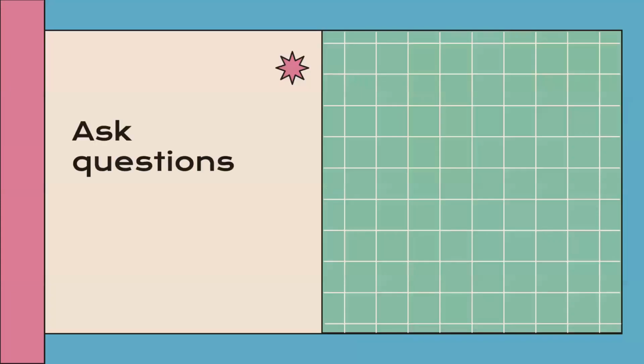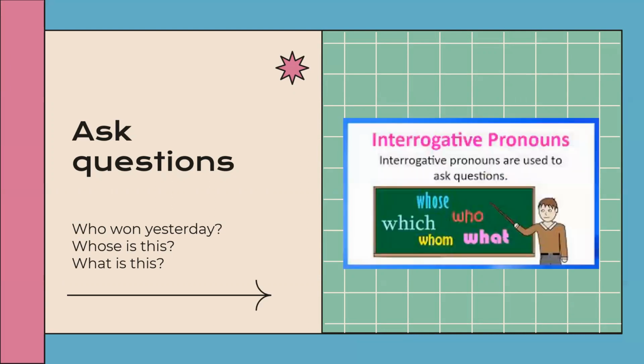Now let us move on to the next type of pronoun. That is when we use the pronoun in order to ask questions. For example, who won yesterday? Whose is this? What is this? We are actually referring to interrogative pronouns. So interrogative pronouns are used to ask questions. And again, these interrogative pronouns are used in conversations.